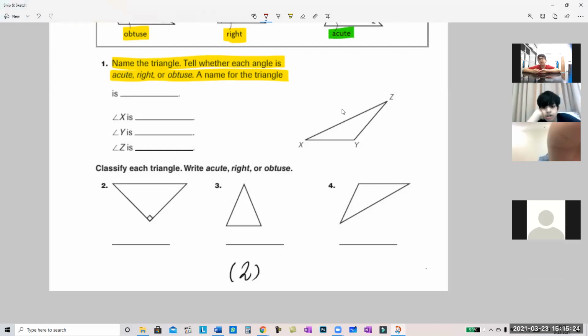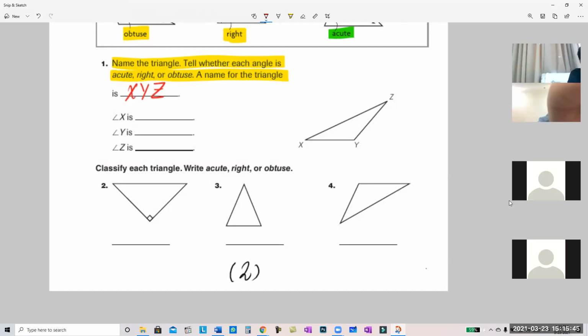So what is the name of the triangle here? The name is XYZ. Yeah, X, Y, Z. So that's the name of the triangle here. Okay, thank you so much, Hussein, the power of math.